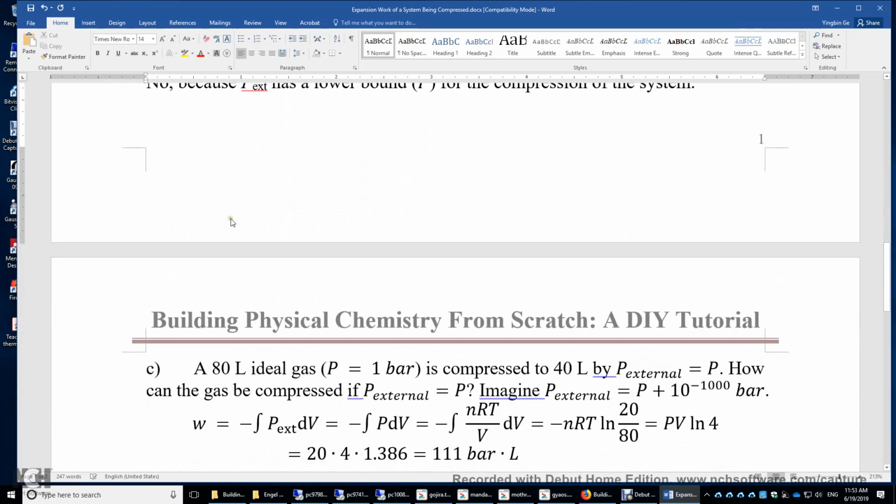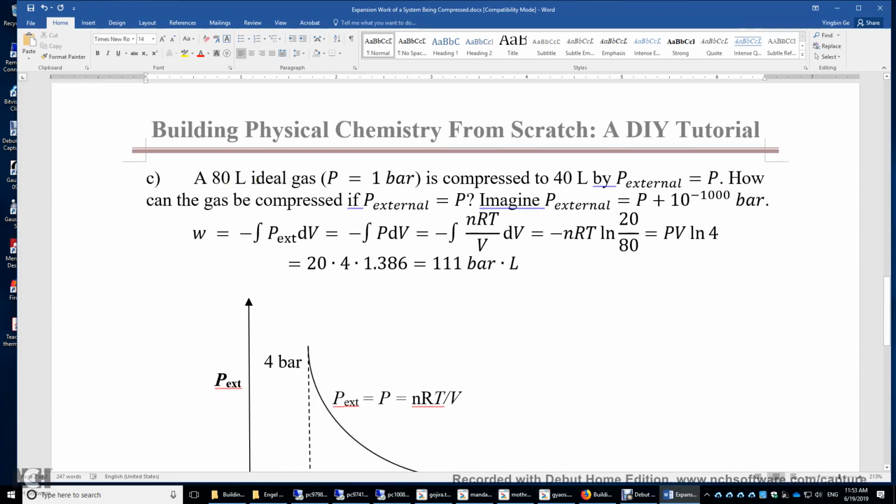So let's look at the third example. Again, an 80-liter ideal gas, P equals 1 bar, is compressed to 20 liters by P external equals P. So the initial condition is 80 liters, 1 bar. The final condition is 20 liters and 4 bar. So how can the gas be compressed if P external equals P? If P external equals P, the system cannot expand or be compressed.